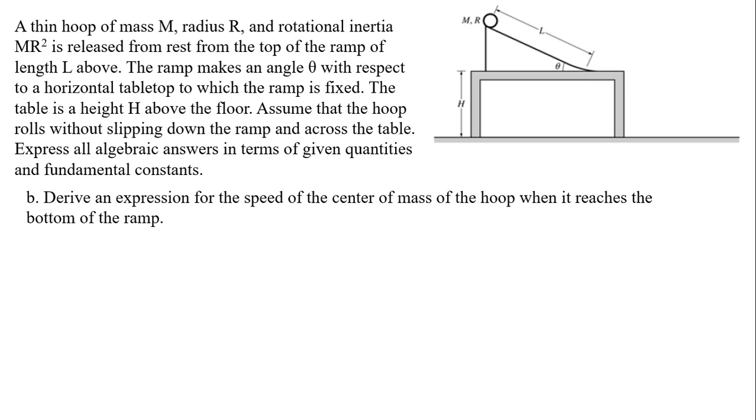All right, here we go. B, derive an expression for the speed of the center of mass of the hoop when it reaches the bottom of the ramp. The bottom of the ramp here, not here. So Vx squared equals V naught squared plus 2a delta x.